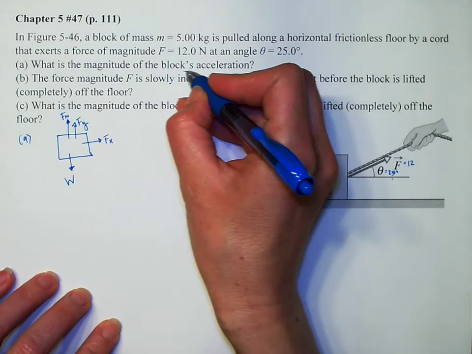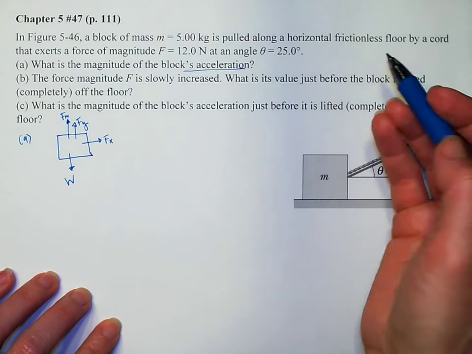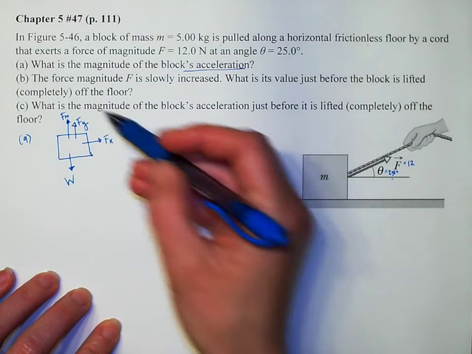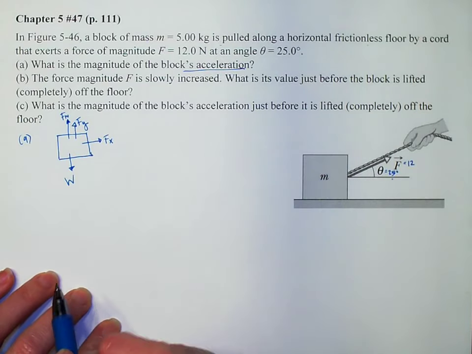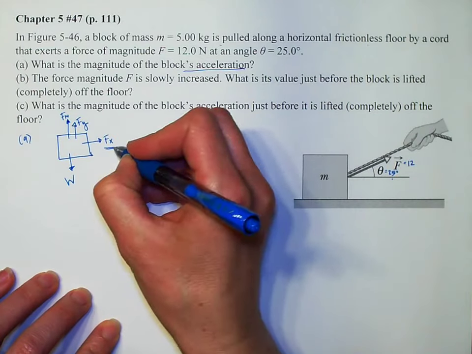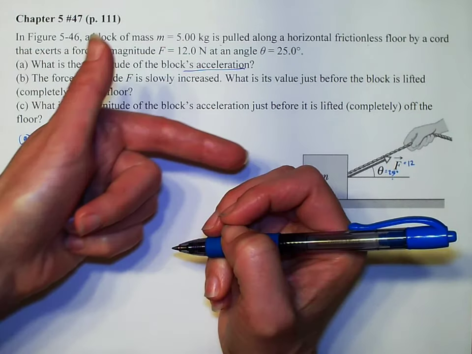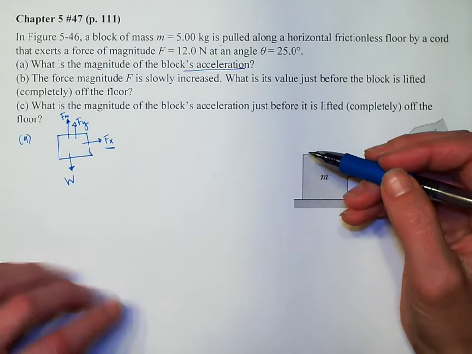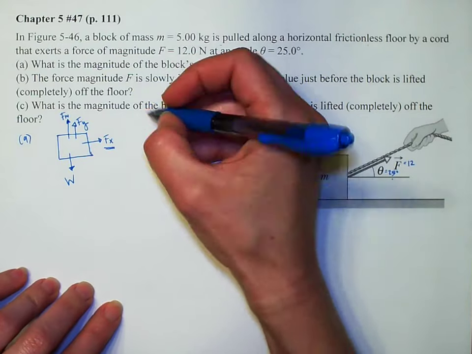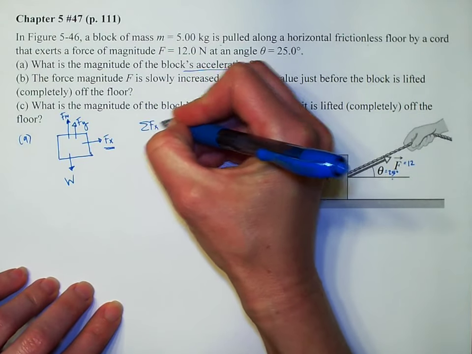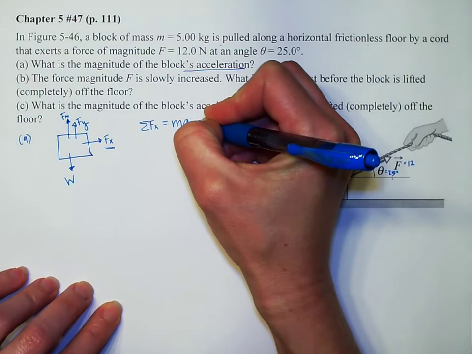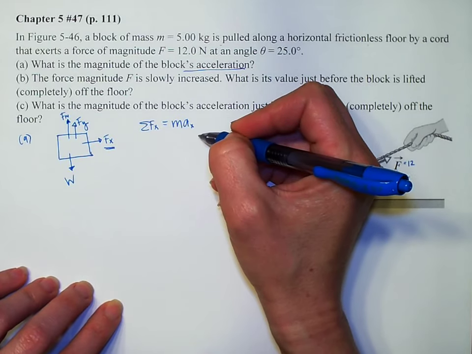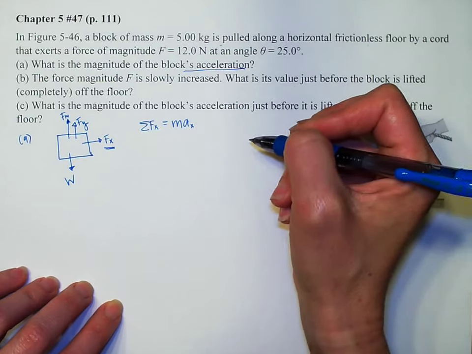So if I'm under the block's acceleration, what I need to recognize is that if we're being pulled along a horizontal frictionless floor, then the only force here that is going to be causing any sort of acceleration is force in the X direction, because I'm going to be accelerating in the X direction. I'm not crashing through the floor. I'm not being lifted up. So this is the only force in play here. So I'll have the sum of the forces in the X direction equals mass times acceleration in the X direction, which is indeed our entire acceleration, since we're only accelerating in the X direction.